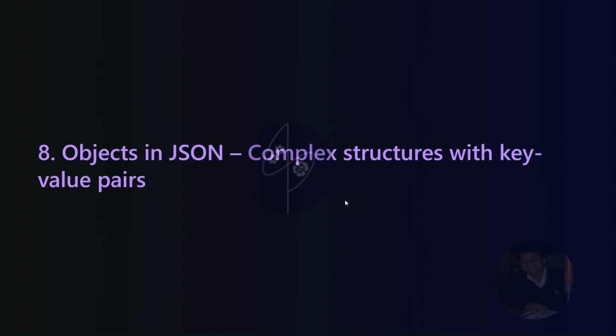A key is always a string enclosed in quotation marks. The value can be a string, number, boolean, null, array, or even another JSON object. Let's jump into Visual Studio Code to write the code.